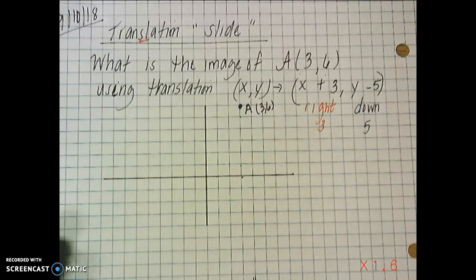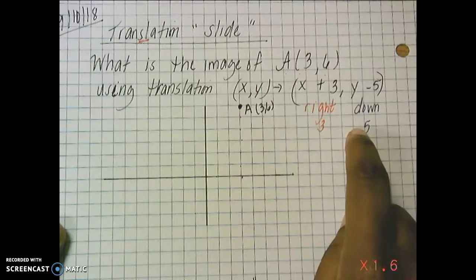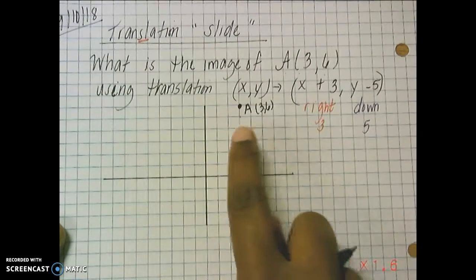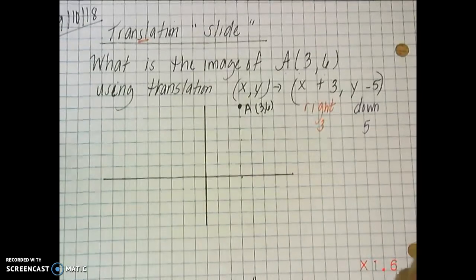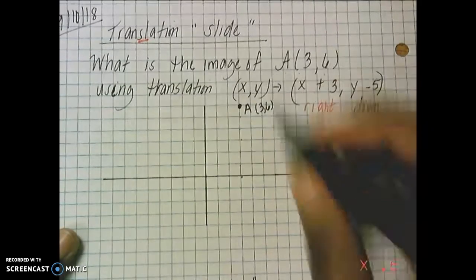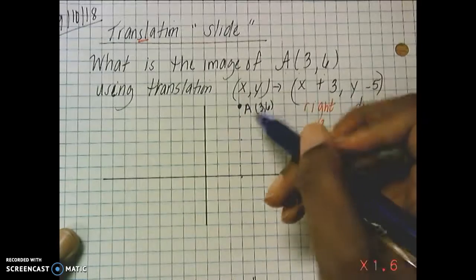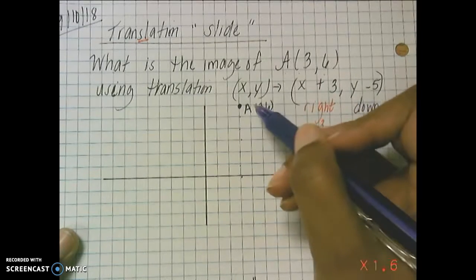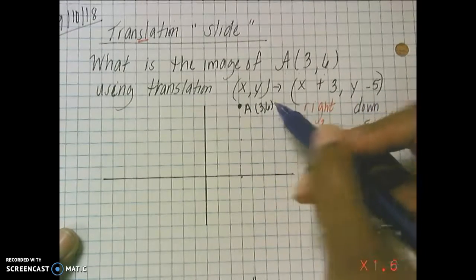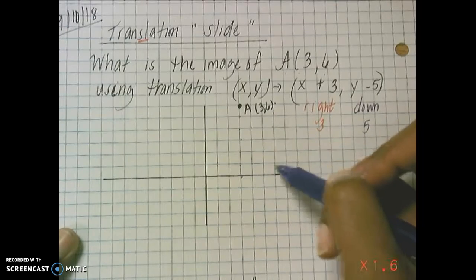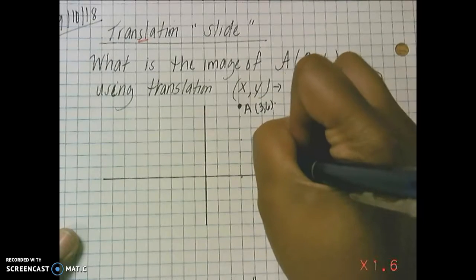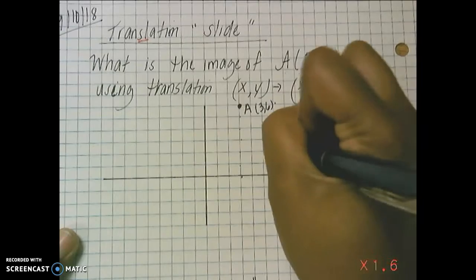So when I apply this translation, that means what I'm going to do is slide that point. And what I'm going to do is go 3 to the right. So if I have a graph, what I can do is just physically move my point. I want to go 3 to the right, 1, 2, 3, and down 5, 1, 2, 3, 4, 5. So this is going to be the location for A prime.